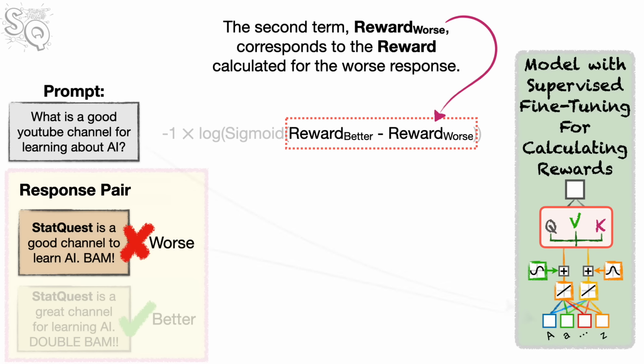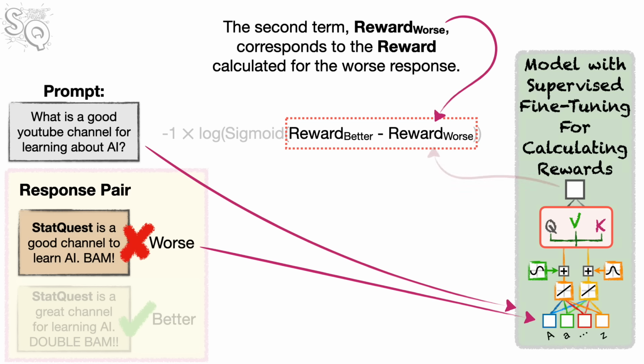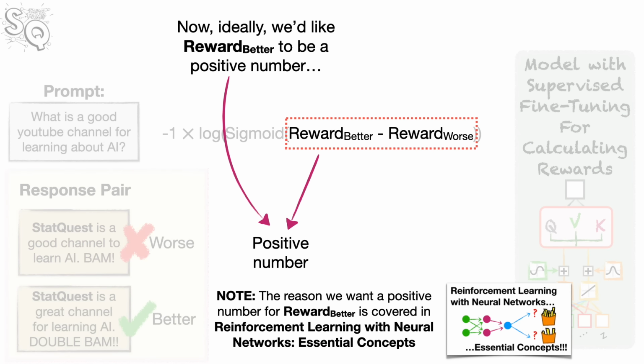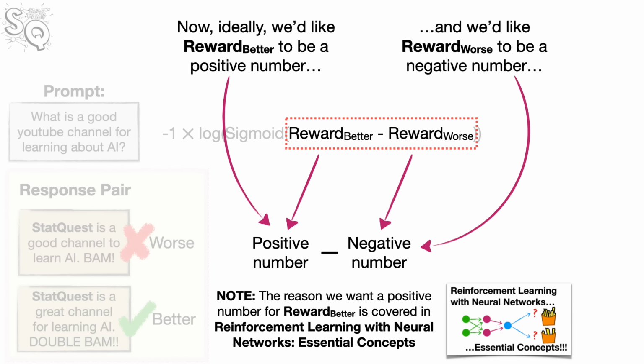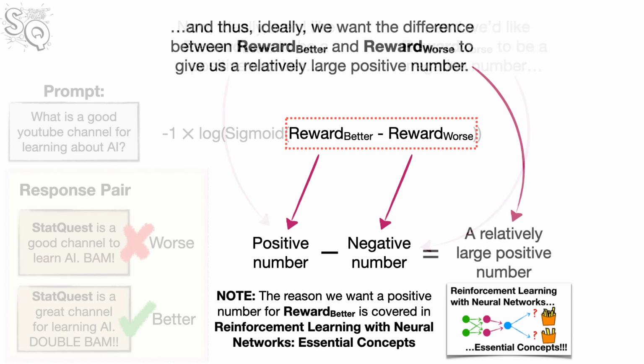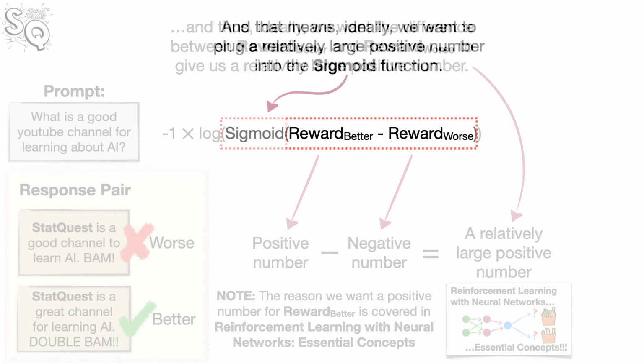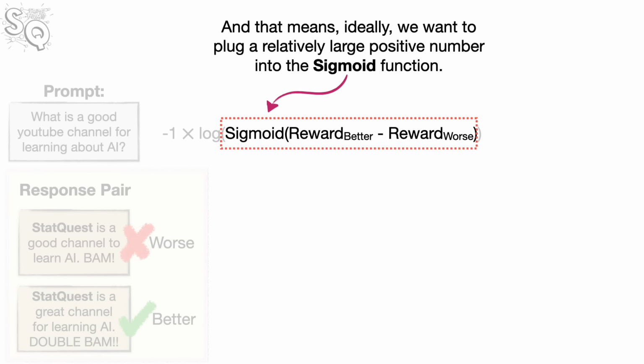The second term, reward worse, corresponds to the reward calculated for the worse response. Now, ideally, we'd like reward better to be a positive number, and we'd like reward worse to be a negative number. And thus, ideally, we want the difference between reward better and reward worse to give us a relatively large positive number. And that means, ideally, we want to plug a relatively large positive number into the sigmoid function.